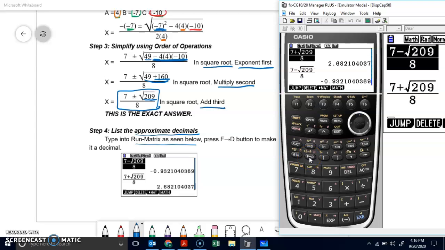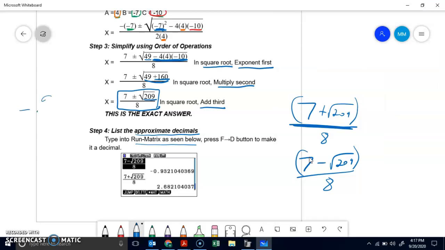And then when you run the same thing as a plus, which I already have in here, you would get the other decimal. So I'm getting 2 answers for this. I'm getting negative 0.9 and 2.7 when I round. Negative 0.9 and 2.7 are the 2 answers for x as approximate decimals. These are the 2 answers for x as exact answers. And again, these are giving us x-intercepts as we discussed on Friday.